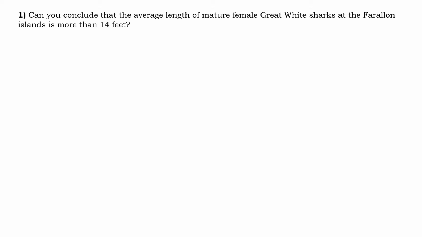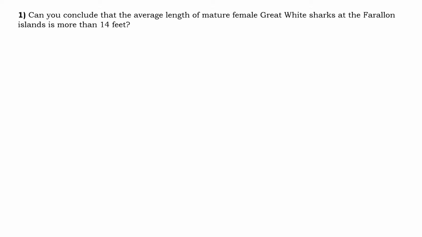So our first example. In this first example, we want to decide if we can conclude that the average length of mature female great white sharks at the Farallon Islands is in fact more than 14 feet. The first step in any hypothesis test is to figure out the hypothesis you want to test. As long as that's something that can potentially be proven, we will use that as our alternative hypothesis, because the alternative hypothesis is what we're going to attempt to prove.